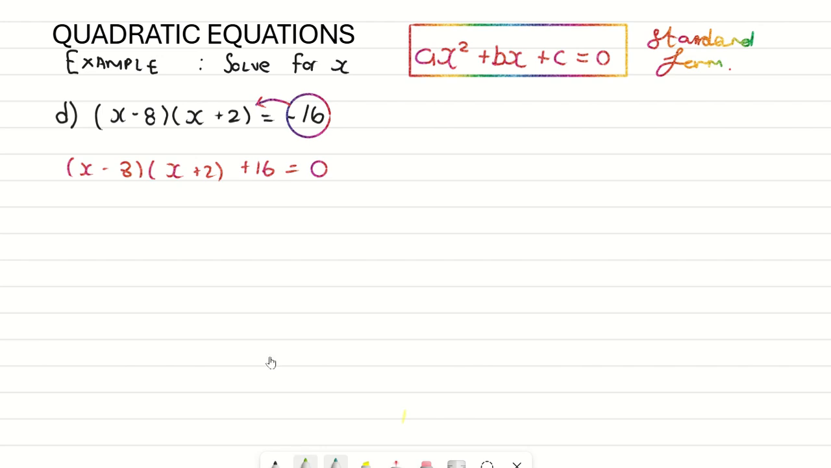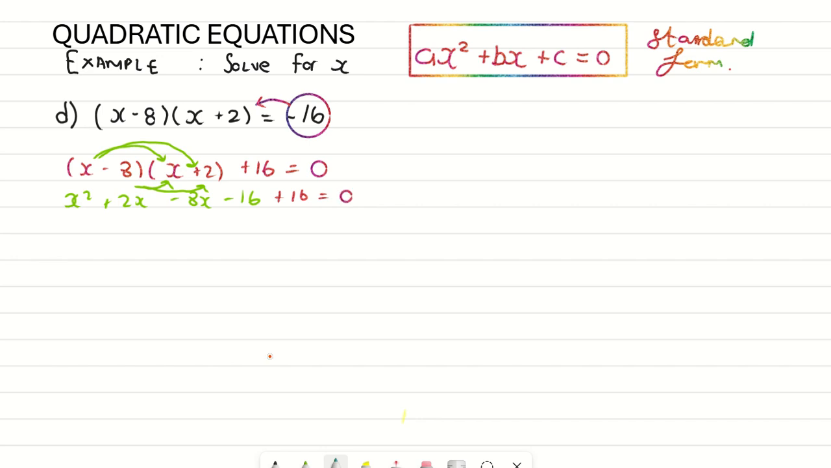Alright, so I'm going to write it in green. We're going to go x times x, which is x squared. Then we go x times positive 2, which gives us positive 2x. Then we go minus 8 times x, negative 8x. And negative 8 times 2, which is negative 16. And then we don't forget to add the 16 that we brought over. And that's all equal to 0.